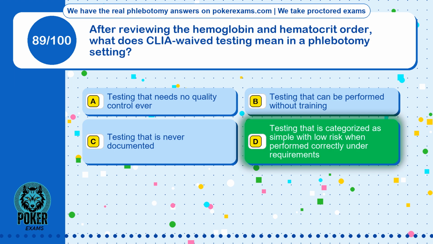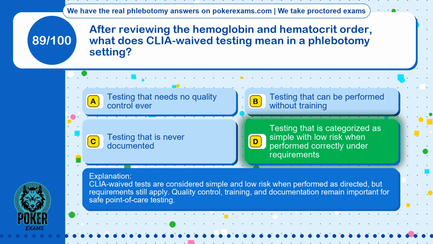The correct answer is option D. Testing that is categorized as simple with low risk when performed correctly under requirements. CLIA waived tests are considered simple and low risk when performed as directed, but requirements still apply. Quality control, training, and documentation remain important for safe point-of-care testing.